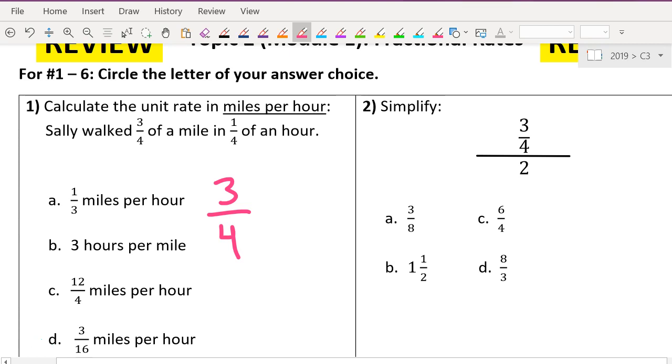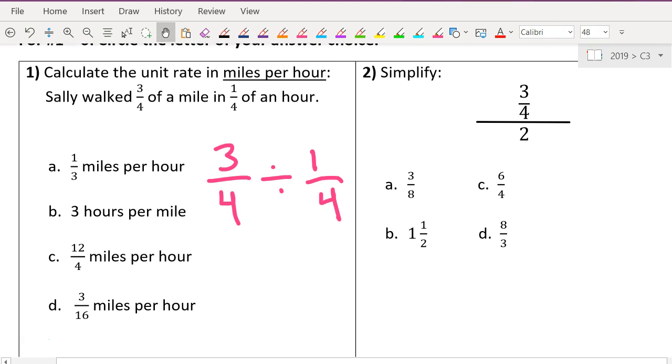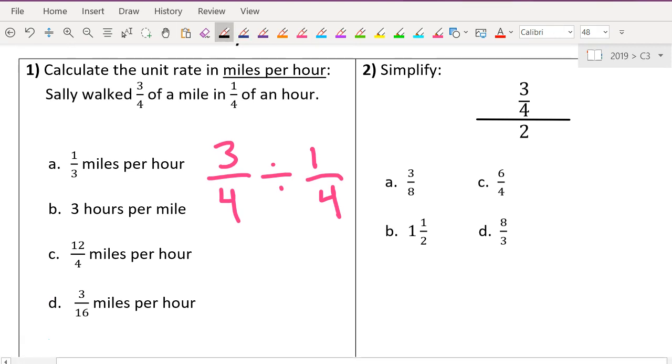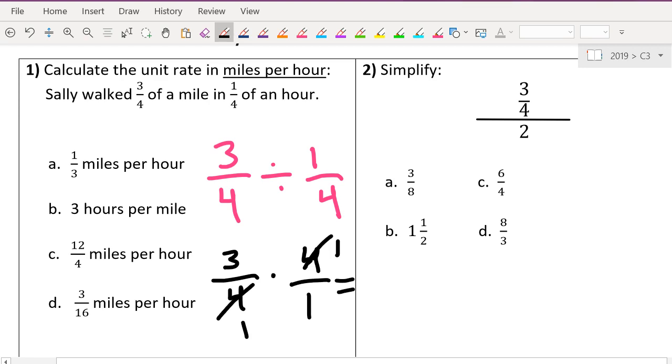What are we going to do? Add, subtract, multiply, or divide? Divide. So divided by 1/4. And we know that when we divide, we must multiply times the reciprocal. So 3/4 times 4/1. Can we cross cancel? Yes. So we divide 4 by 4 and we get 1 and 1. So that becomes 3.